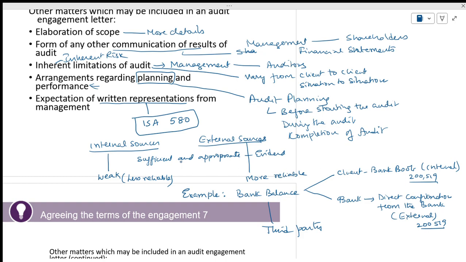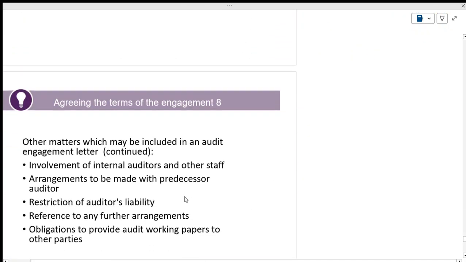If it is complicated, if it is material, then you have to get the written representation. It is a part of the audit job. This is a very, very important word: expectations of written representations from the management, and from the third party. Then there will be internal sources and external sources. Which standard are we using? We are using ISA 580. Is it okay?